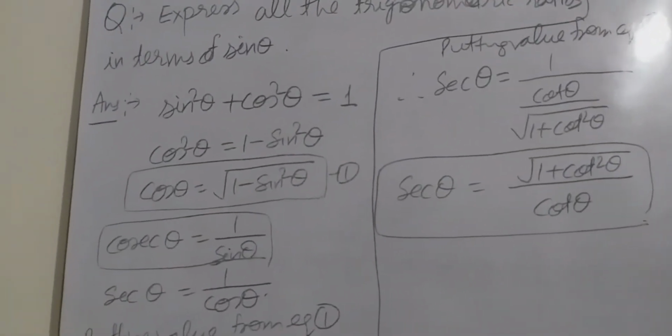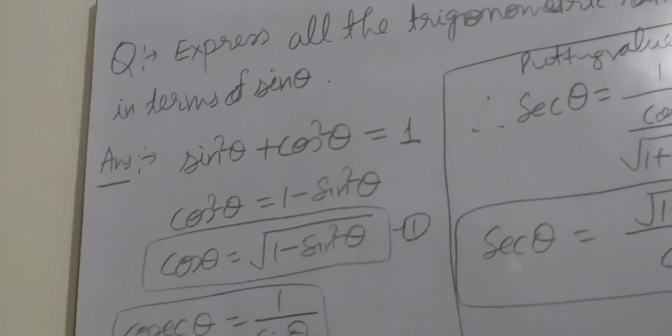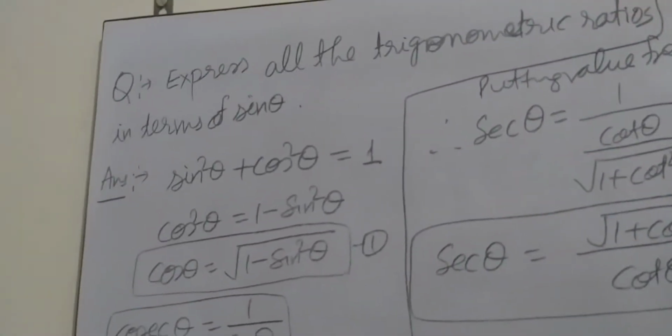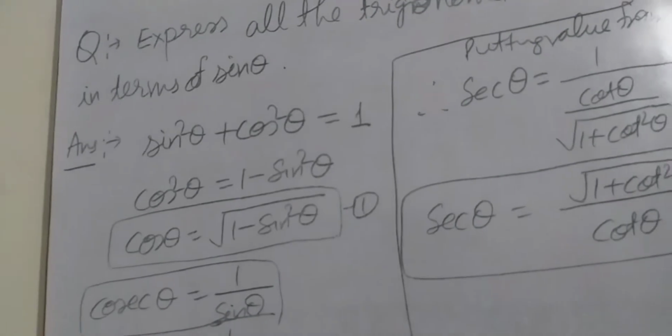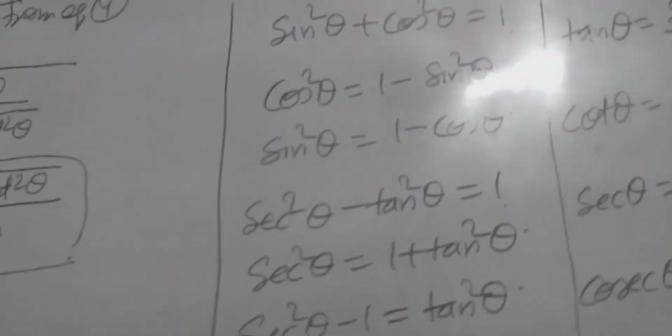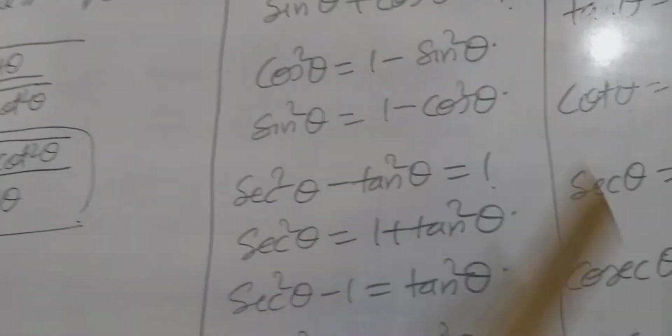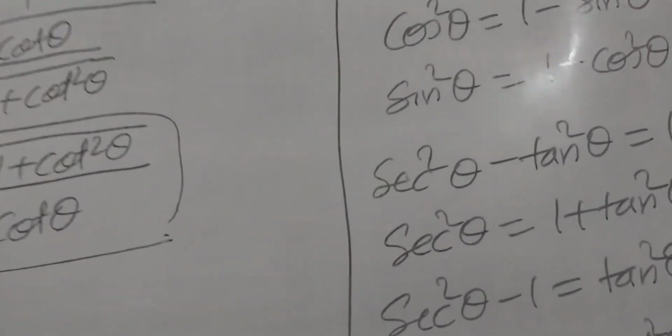Students, now we are going to solve the question related to trigonometric identities. So let us revise first all trigonometric identities which we have already proved. First one, sin square theta plus cos square theta equals to 1. This we have proved.